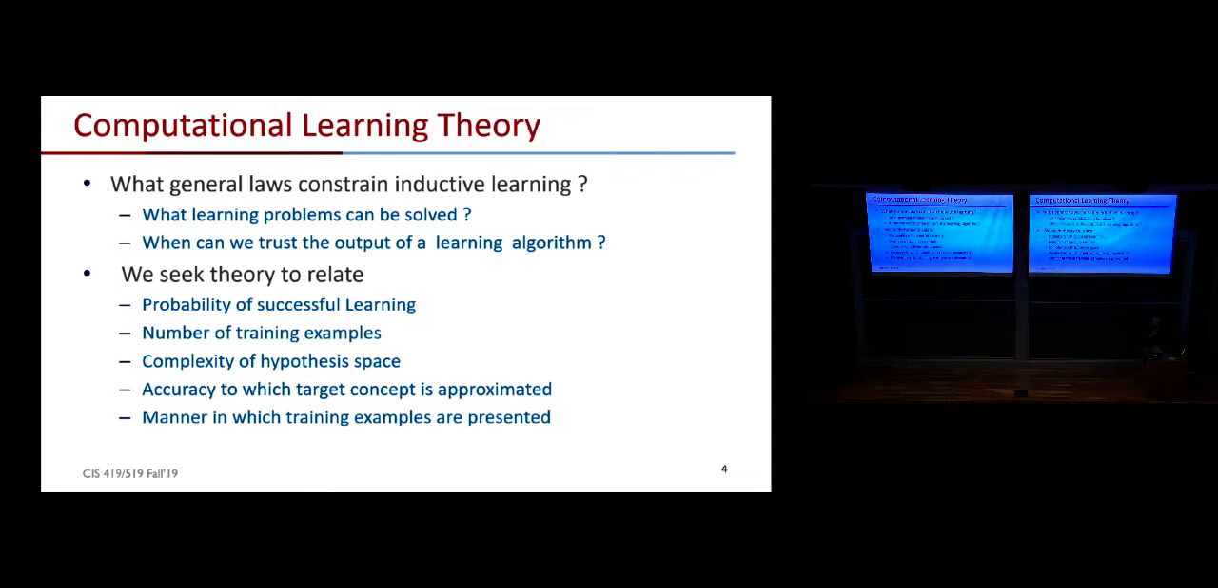So we want a theory that relates a few of the important components here: the probability of successful learning, the number of training examples that we've seen, the complexity of the functions we're learning, the hypothesis space, the accuracy within which we approximate the target function, and also the way in which the examples are presented, the learning protocol.